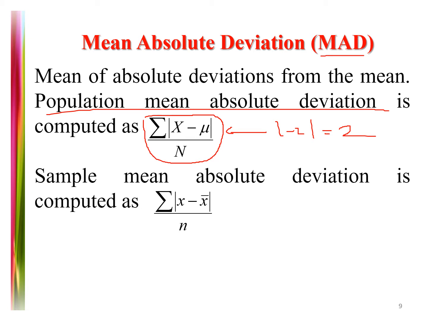But in real life this is not useful because the population parameters are unknown. So in the sample case we consider n observations in the sample. The sample mean absolute deviation is computed as the summation of the absolute value of x minus x bar, divided by n. Okay, in the next slides I'm going to discuss a simple example.